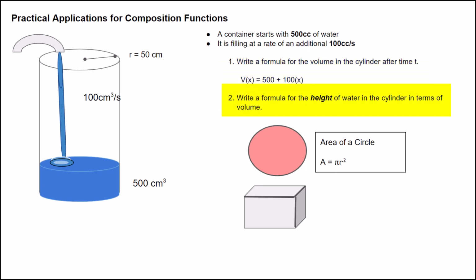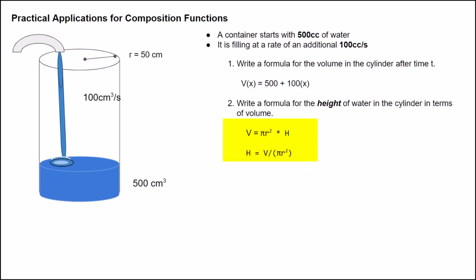Next we're asked to write a formula for the height of water in the cylinder in terms of volume. To solve this part of the problem, we need the volume of a cylinder. Just like for cubic measurements, cubic centimeters for example, we calculate the area of the base and then we multiply that by the height. We do a similar thing for a cylinder, except the area of the base is the area of a circle, or pi r squared. So based on that we know that the volume in the cylinder is equal to the area of the base, which is pi r squared, times the height.